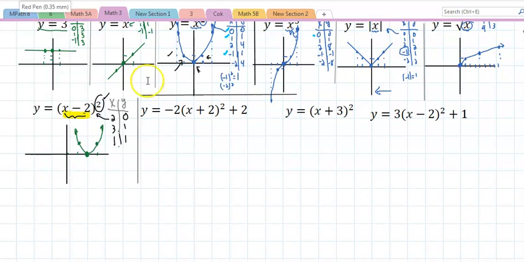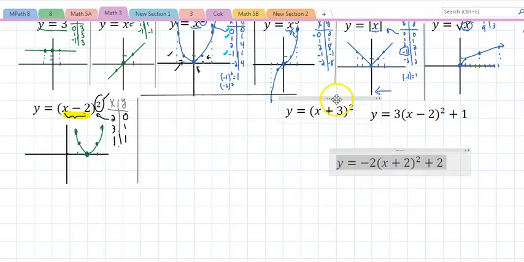What if, okay, those swapped on me. I meant to do this last. I want to do this next.